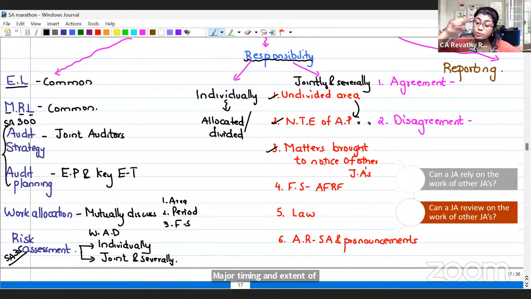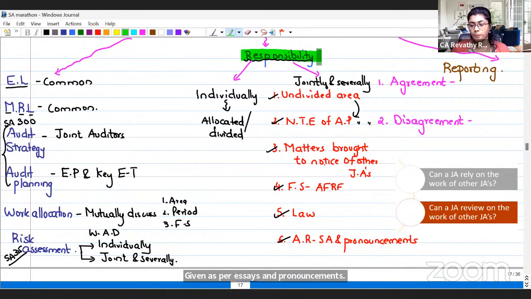Matters brought to the notice of other joint auditors by one of them. Whether FS complies with AFRF. Whether FS is prepared as per law. Whether the audit report is given as per standards and pronouncements. That's regarding responsibility.